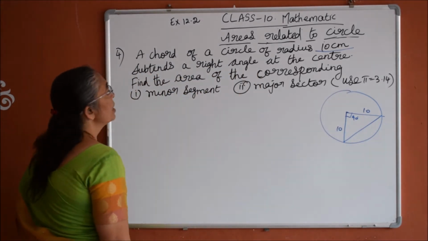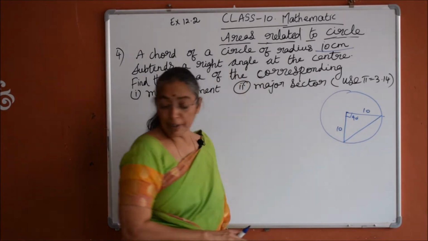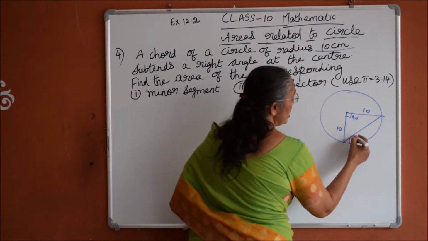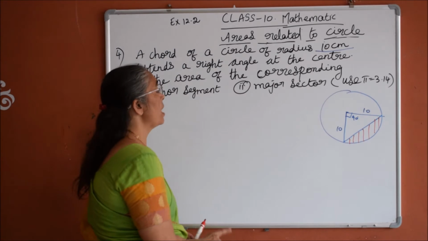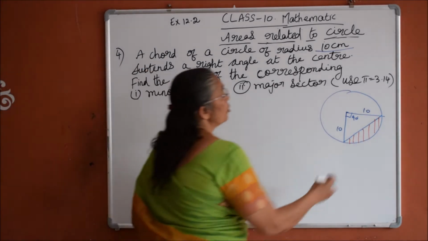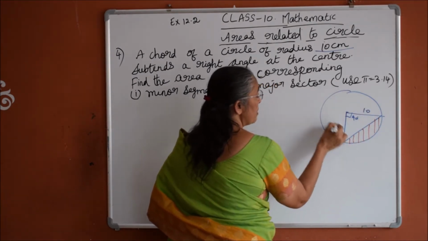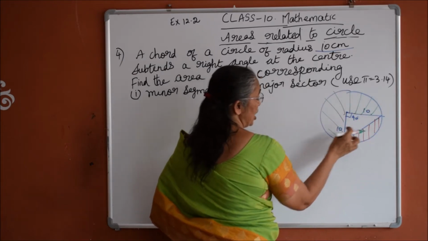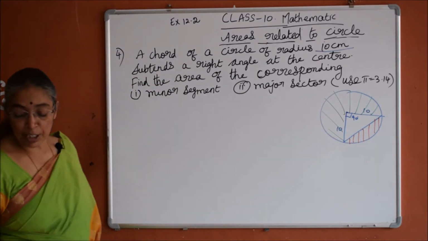The question asks for the area of the corresponding minor segment, this area, and second, the area of the major sector. So, the major sector is this whole portion, and the other is the minor sector. So, you have to find this red shaded region and this green region. Okay. Now, coming to the first bit.